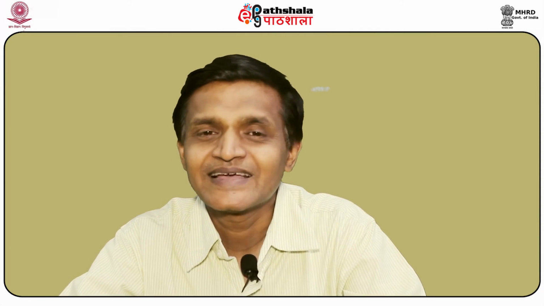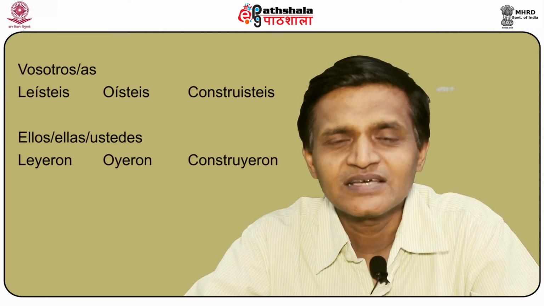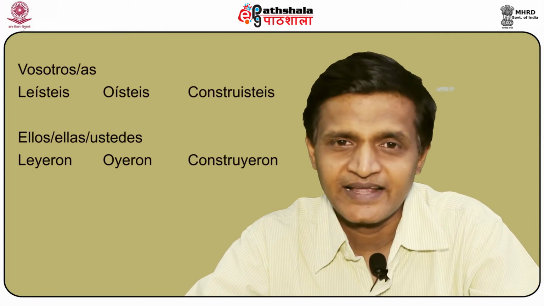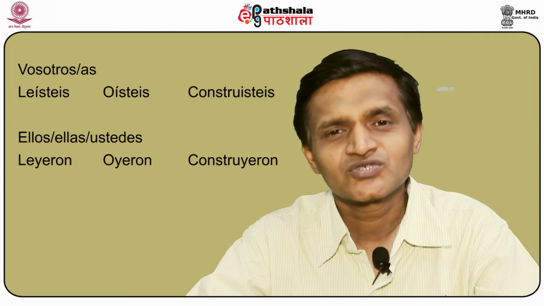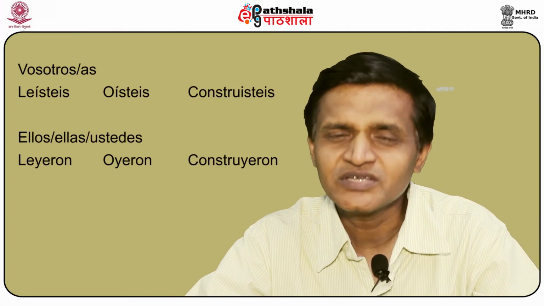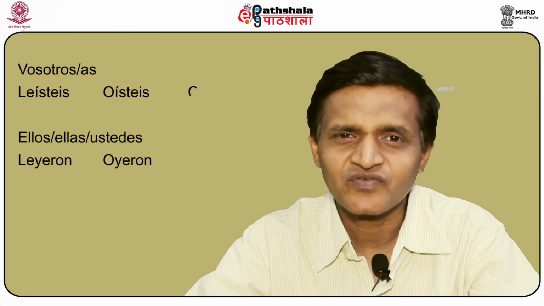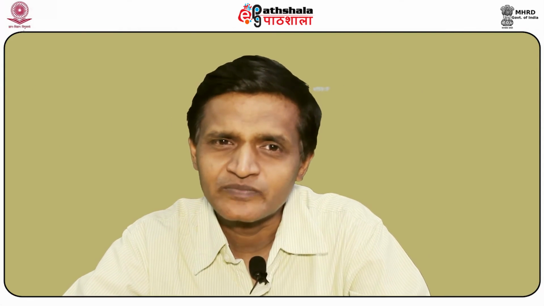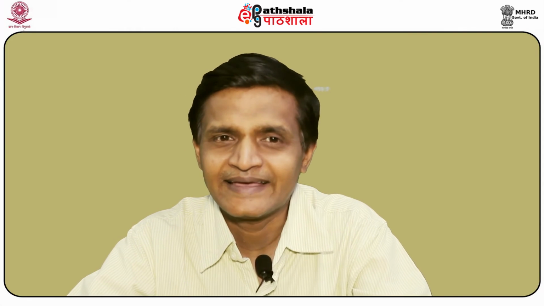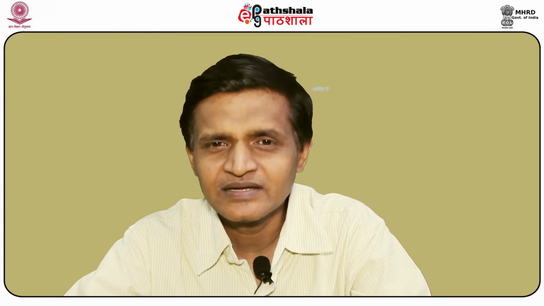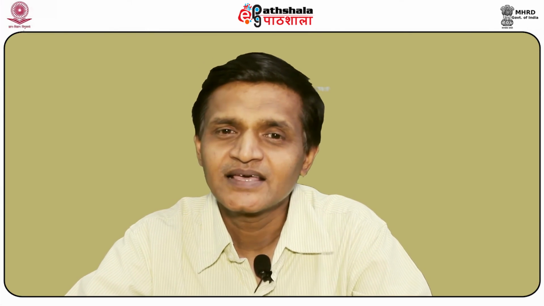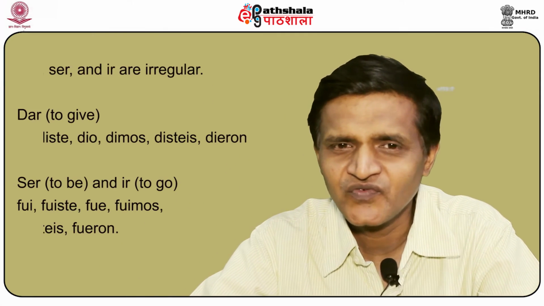Vosotros, vosotras, leísteis, oísteis, and construisteis. Ellos, ellas, and ustedes leyeron, oyeron, and construyeron. So take a printout of leer, oír, and construir and learn the conjugation of all these three verbs. You have to observe that leer, oír, and construir change I to Y, but only in the third person singular and plural forms. All the forms of leer and oír have accent marks on the endings except the ellos or ellas form.